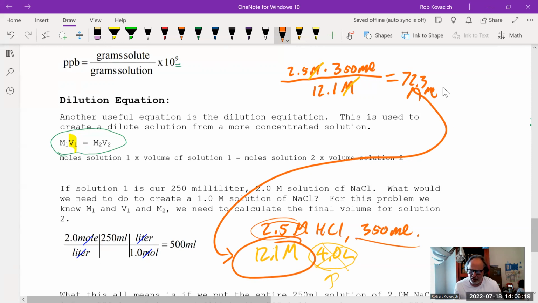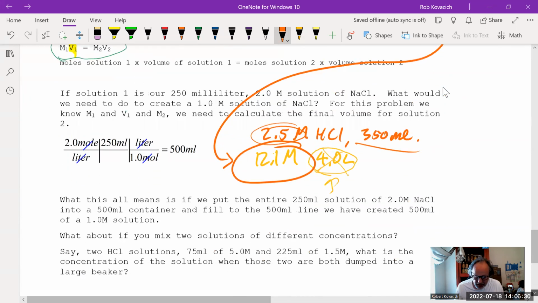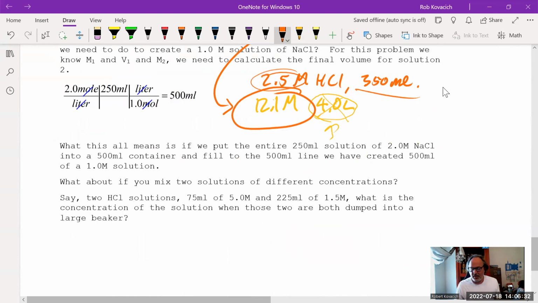And that's it. Although if I'm talking about acid, I would put some water in first, and then I would put in my 72.3 milliliters, and then I would fill up the rest of the way with water. And there's another calculation here if you want to practice with that.